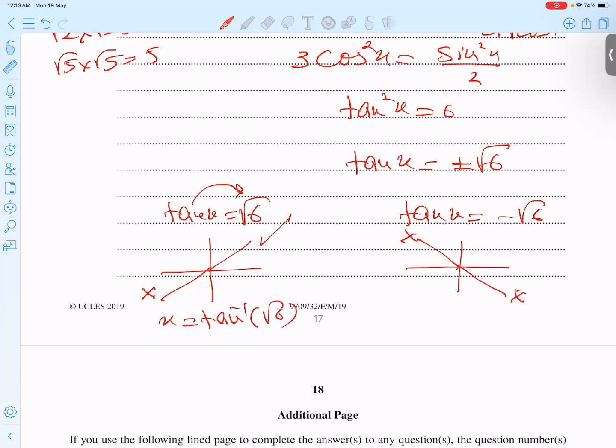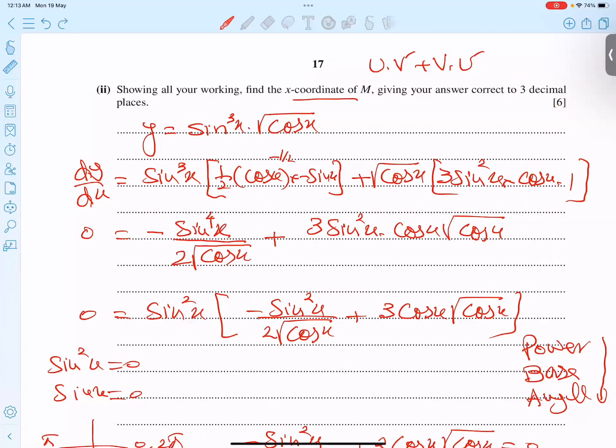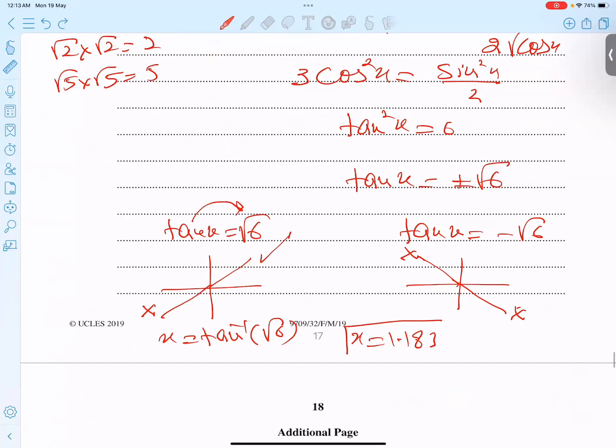When I take tan inverse of root 6, so when I type tan inverse root 6, make sure it is in radian mode. So tan inverse of root 6 is giving us 1.183, because the question says give the answer to 3 decimal places. So that is why I have to stop at 3 dp.